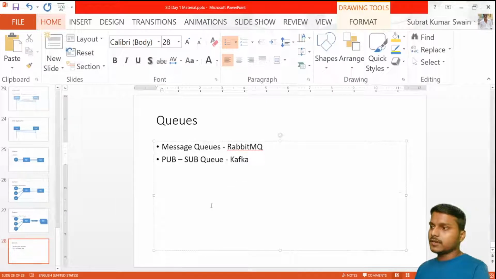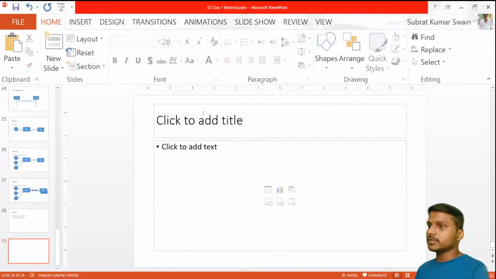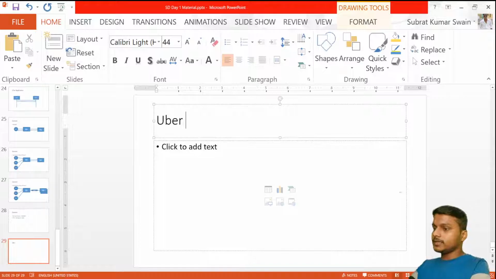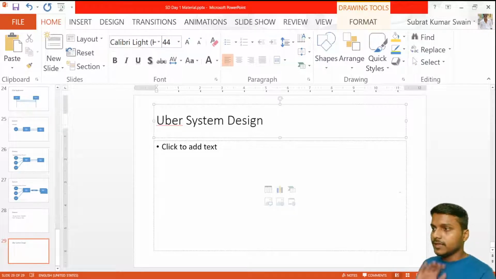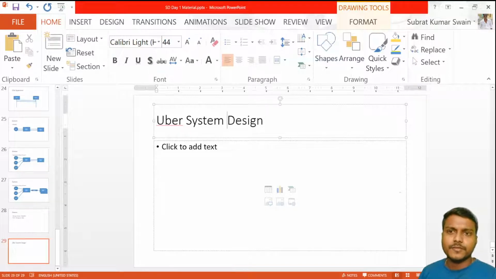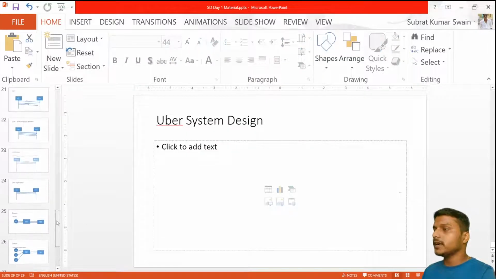Fine. We are finally at the stage where we can discuss this Uber system design, guys. But I hope everyone has understood this queue. Please confirm. Have you understood the queue? What is the use of a queue? How is it helpful in this ordering system? At least we have taken up a small project to make you understand the work of a queue, guys.